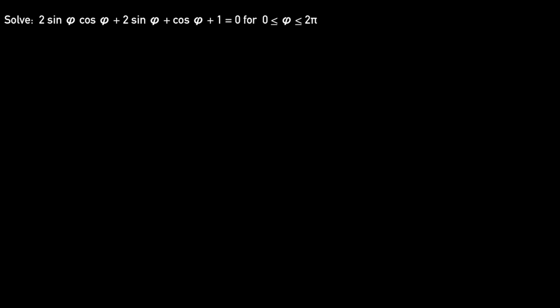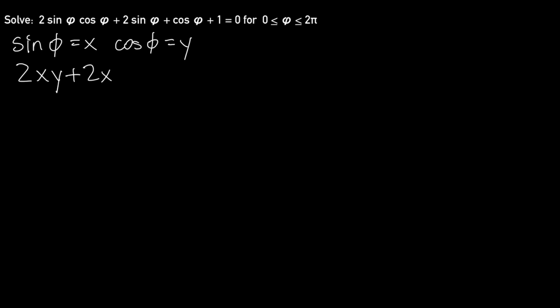So the first thing we need to do is, you see we have those sine phis and cosine phis. Well, I don't like that. So to make it easier for us to work on this problem, let's just replace all of the sine phis with x and all of the cosine phis with y. So we can rewrite it as 2xy plus 2x plus y plus 1 equals 0.